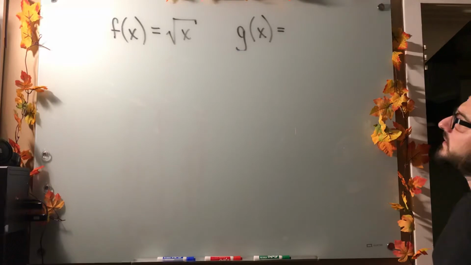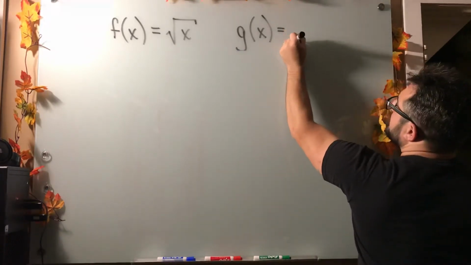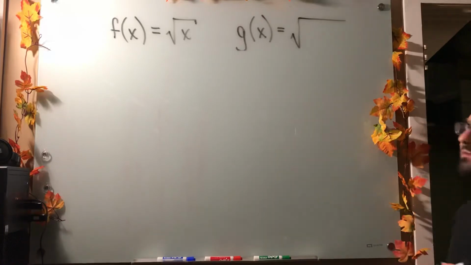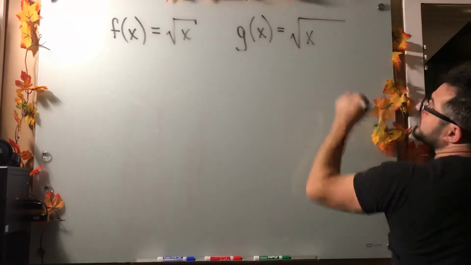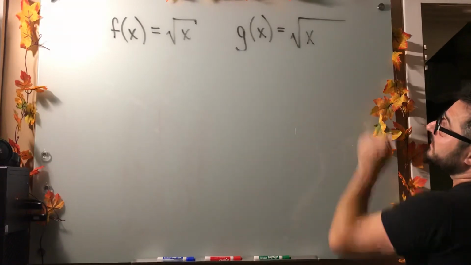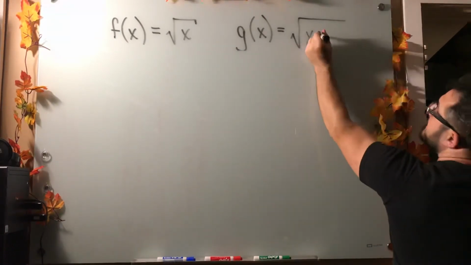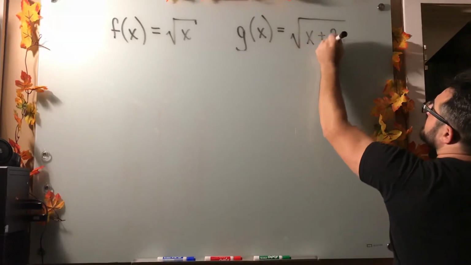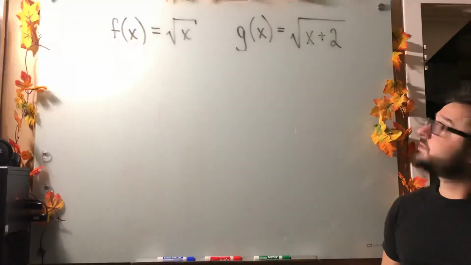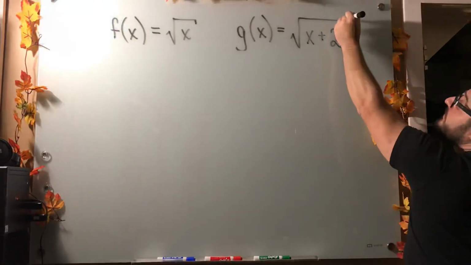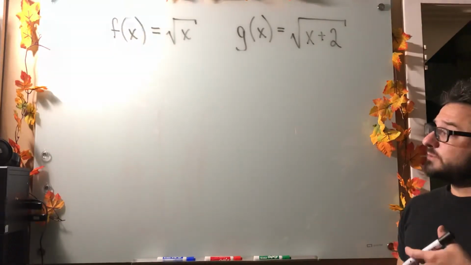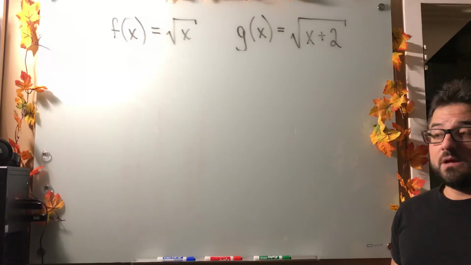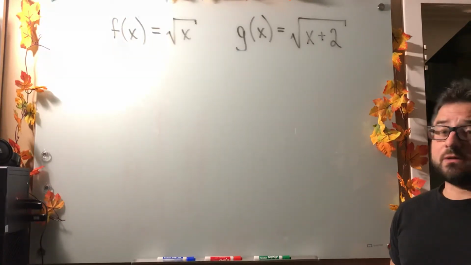Now, according to the definition in the PowerPoint, if we want to have a horizontal shift, it needs to occur inside. Think function composition. It needs to occur inside the function operation. The square root of x plus 2. Now, by definition, this is supposed to produce a horizontal shift. That means that the y values are unaffected.